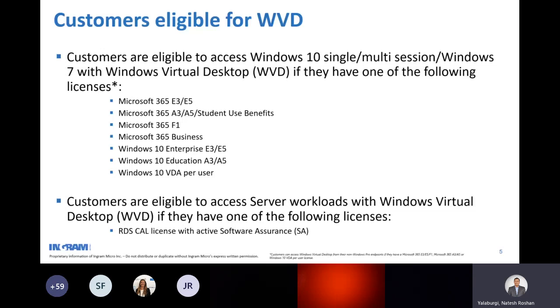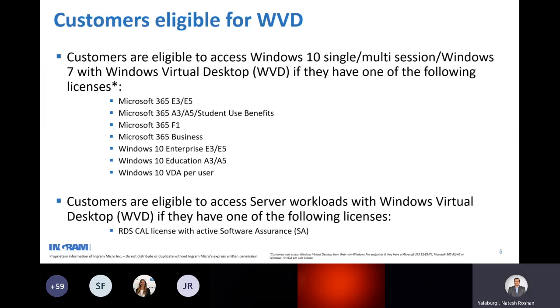The second section is about server workloads. So for whatever reason, if your customer wants to run a Windows Server operating system on Windows Virtual Desktop, he can still do that. But in terms of RDS CALs, he will require RDS CAL with software assurance. He cannot use the existing RDS CALs which he has. He will need to purchase RDS CALs with software assurance if he wants to deploy a server workload and not a Windows 10 operating system on Windows Virtual Desktop.